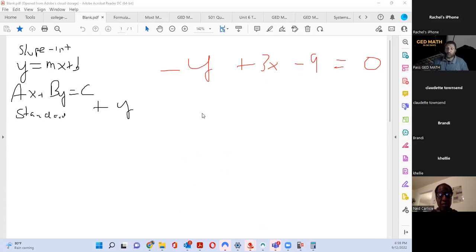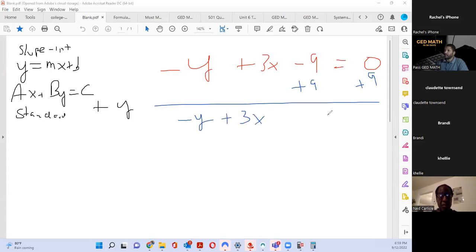So that's what we need to change our equations to. If it's not in one of those forms, we can't do all those things I told you to do. So ax plus by equals c. So what we're going to do here is, let me change my color, change to blue. I'm going to add 9 to both sides. And I get minus y plus 3x equals 9. Well, still not ax plus by equals c. So I'm going to change the order. 3x minus y equals 9.